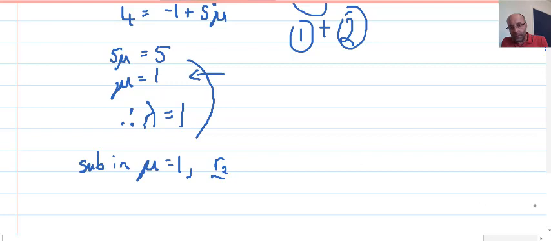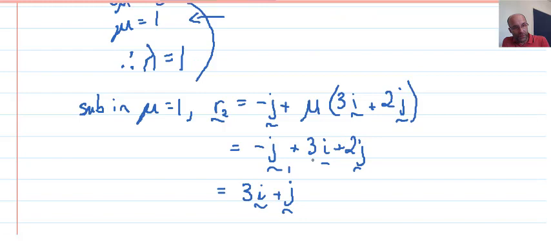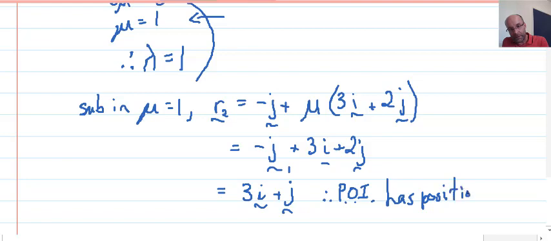Okay, so I'll just show subbing mu equals 1 into R2 and see what we get. And either way, whether you use mu or lambda, you get 3i plus j. So the conclusion here, important to actually write down: the point of intersection has position vector (3i plus j).